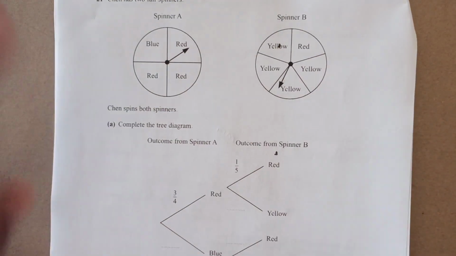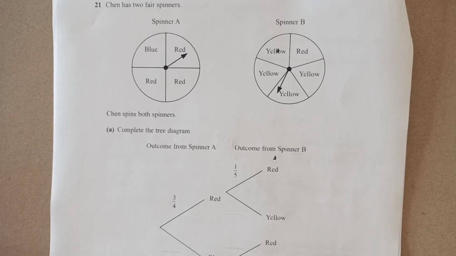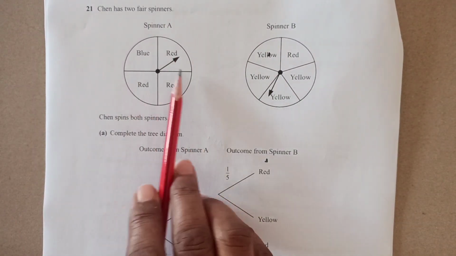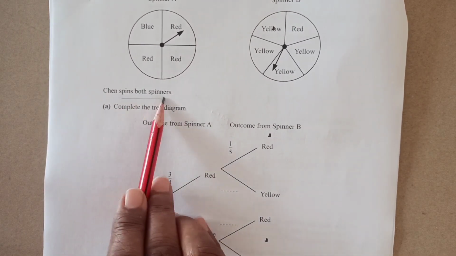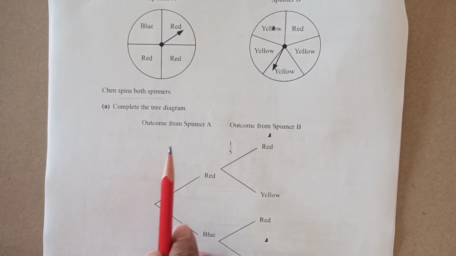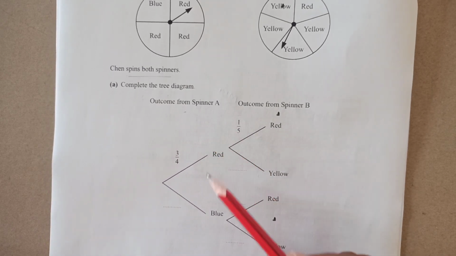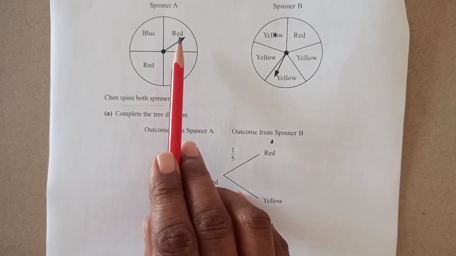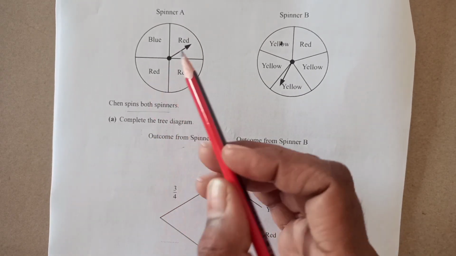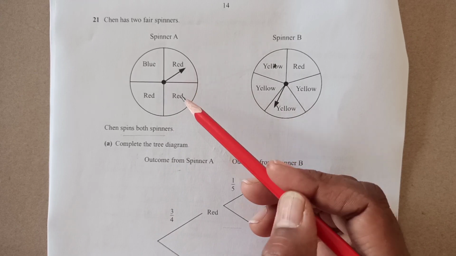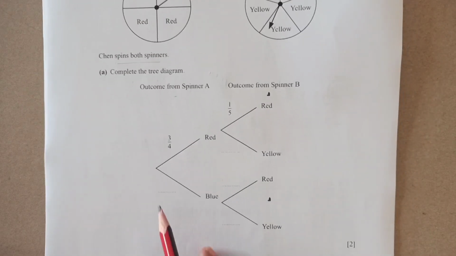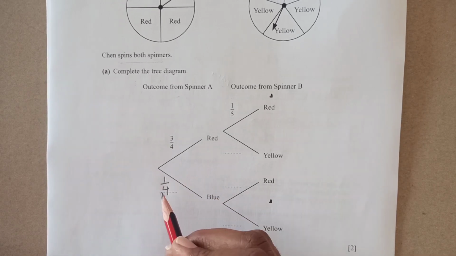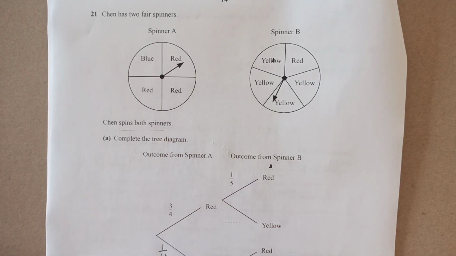We have here a question from probability. Chen has 2 fair spinners, spinner A and spinner B. There are different colors on them. Chen spins both spinners. Complete the tree diagram. Outcome from spinner A is here, outcome from spinner B is here. Spinner A has 2 colors, red and blue. So the probability of red, you see red is coming 1, 2, 3, 3 out of 4. So what will be the probability of blue? Blue is going to be 1 over 4. So it's landing once at blue, right?